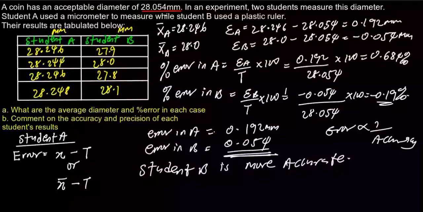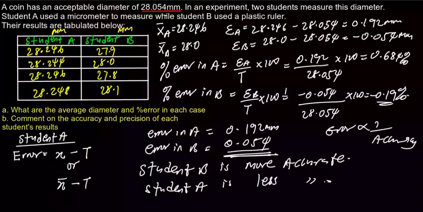You don't have to say any story. Remember, error is inversely proportional to accuracy. So A is less accurate. Student A is less accurate. That is it. So we have commented on the accuracy. Now, how do we comment on the precision?